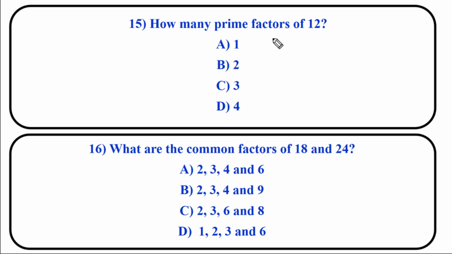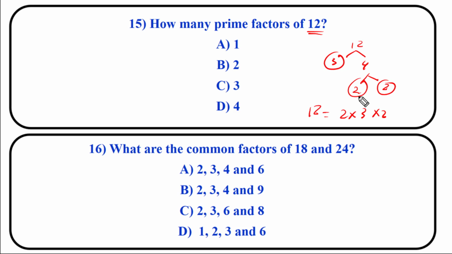Number 15, how many prime factors of 12? To find the prime factors of 12, just factorize 12 to its prime factors. 12 is what, guys? Is 3 times 4. Which one is the prime number? Is 3. And 4 is what? Is 2 times 2. Now we have here 12 equals 2 times 3 times 2, or 2 times 2 times 3. Now he's asking how many prime factors. We have here 3 prime factors, but 2 is repeated. So how many prime factors of 12? Just 2 prime factors.